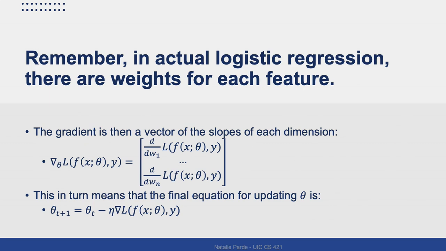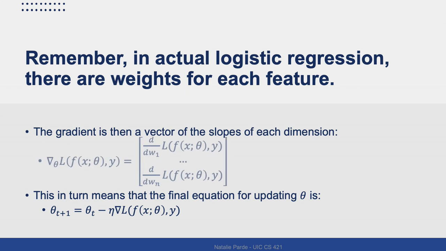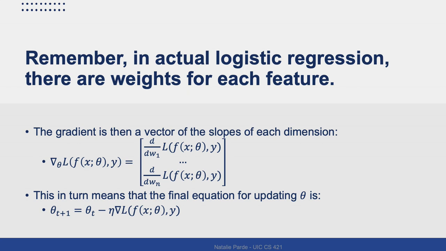Now remember that it's highly unlikely that we would just have a single weight to update in our entire logistic regression model. That would mean that our input was represented using only a single feature. In reality, we typically have an input feature vector. So rather than our gradient being a single slope in that case, our gradient will instead be a vector of the slopes for each dimension.